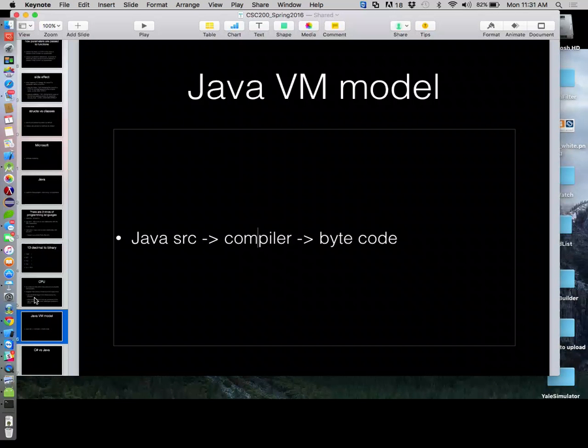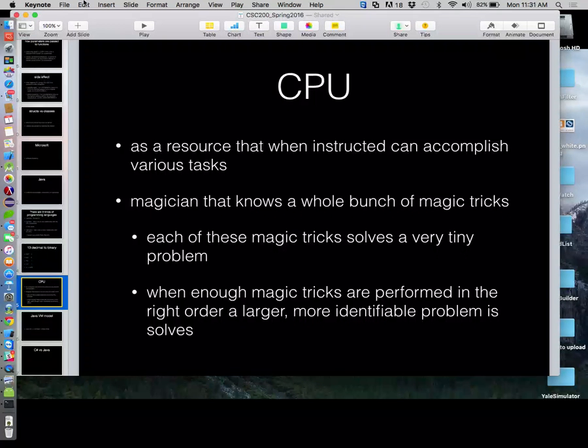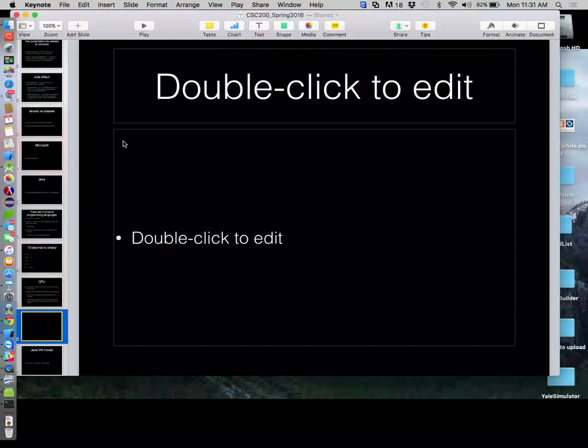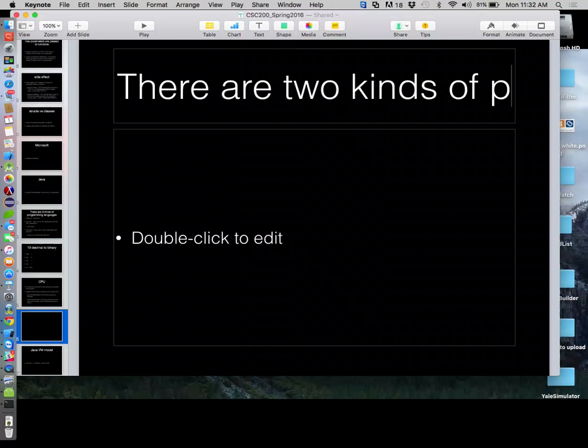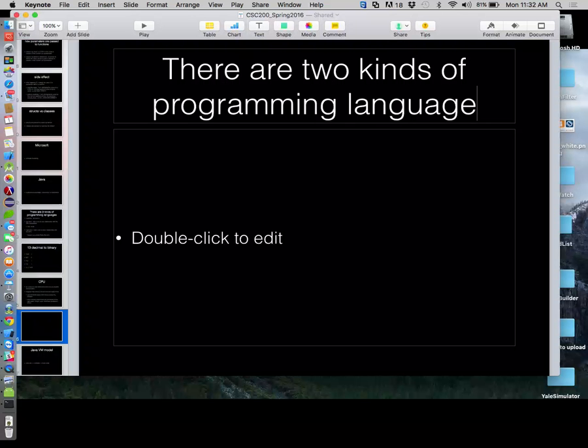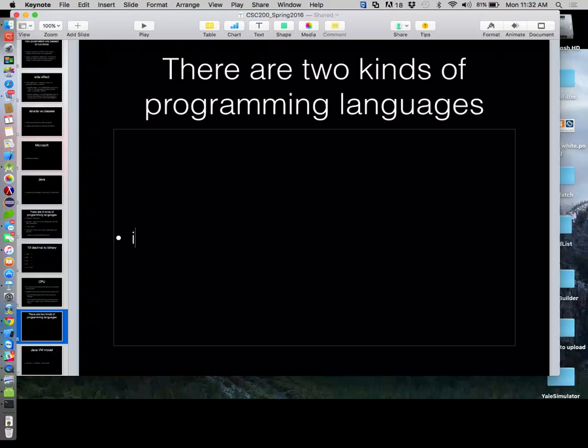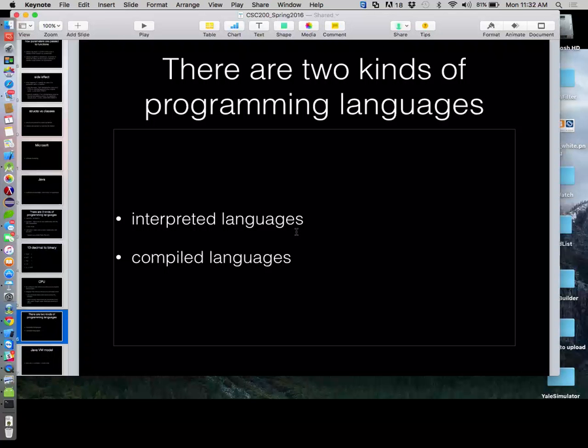Now, having said that, I'm going to go back to the previous slide here, and we're going to say there are two kinds of programming languages. We have interpreted languages, and we have compiled languages. Interpreted languages operate through an interpreter. Compiled languages operate through a piece of software called a compiler.